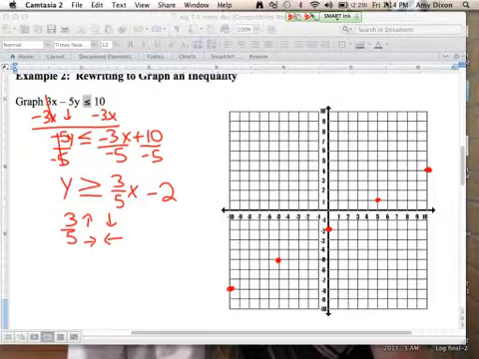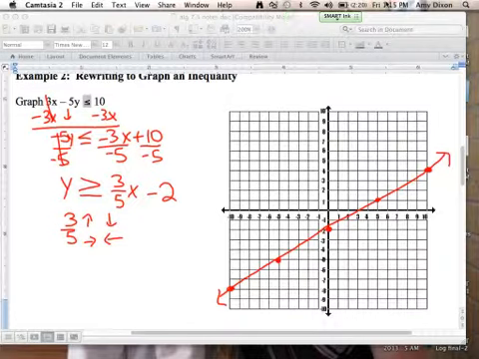Now, is this going to be a solid or a dashed line? It's going to be solid, yes, because it's or equal to. So that means these solutions on the line are points. They are solutions, and we know that. But now we need to decide, are they the points above it, or are they the points below it that we shade? So that's where we do our test point.